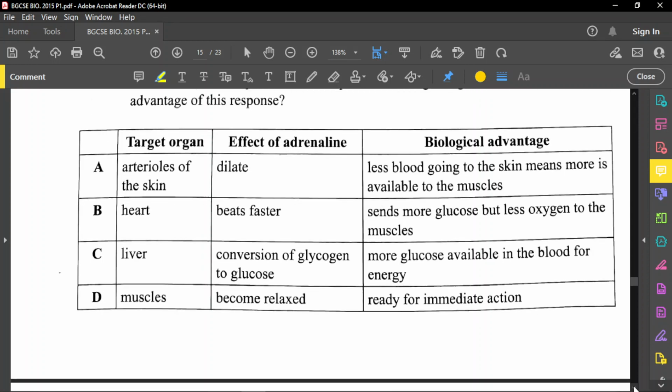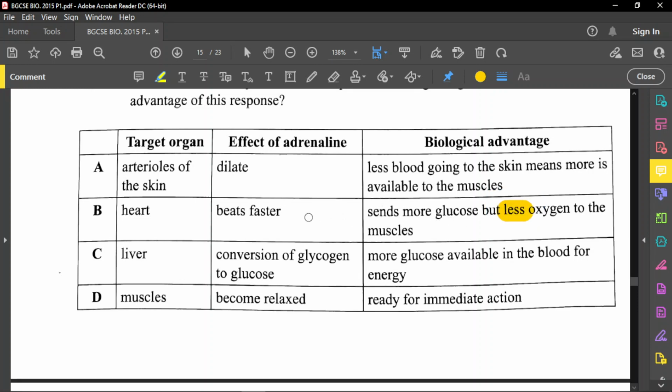All right, so here now we see the target. The target is the arteriole of the skin and it dilates, and less blood going to the skin means more is available for the muscles. And that's not true. If it's dilating, then of course you're going to have more blood, not less, okay? All right, so the heart beats fast, which is true, but it sends more glucose but less oxygen to the muscles, which is not true. Both of them are supposed to be more. So the word less here makes this wrong.